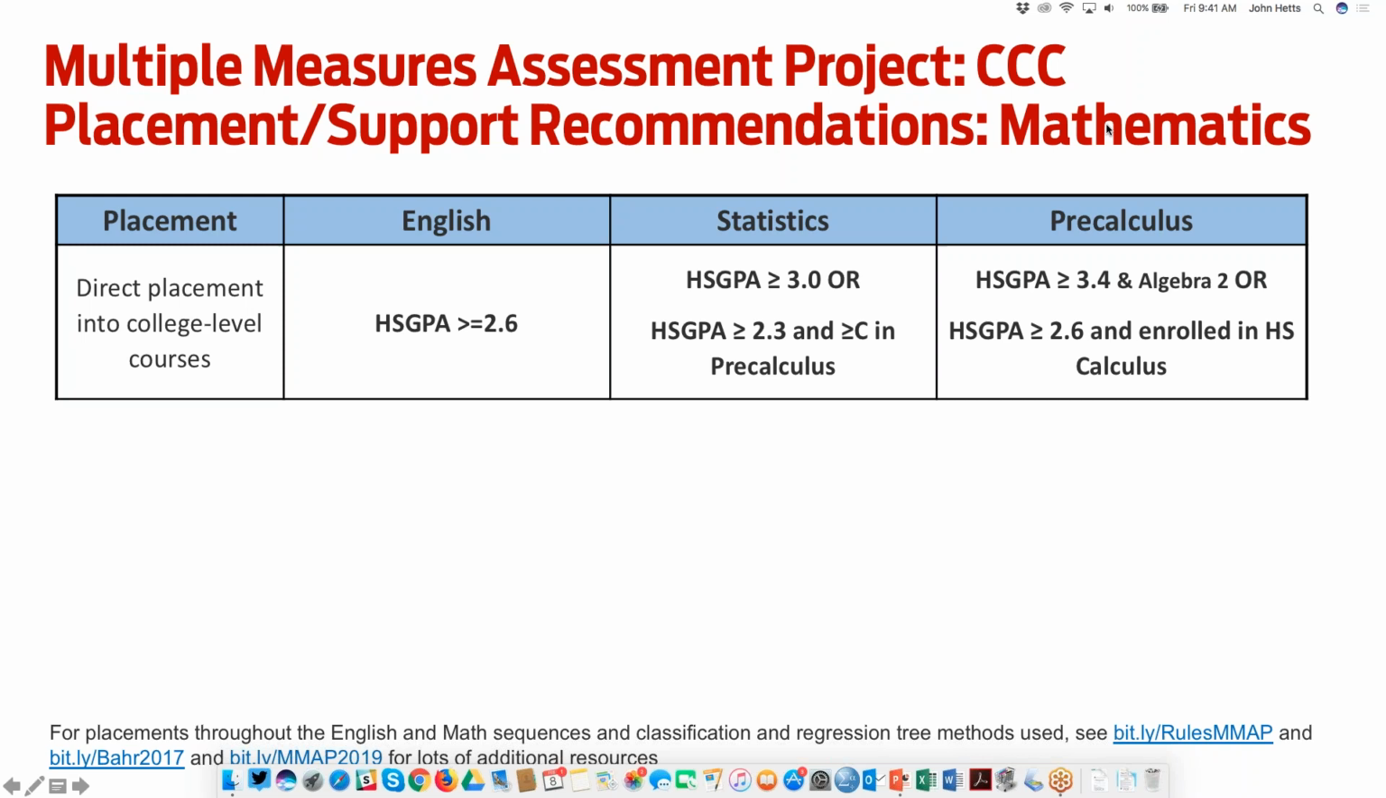For statistics, students with a high school GPA greater than 3.0 or a high school GPA greater than 2.3, and they made it to pre-calculus. So they're a very good student, or they're not quite as good a student, but they're a much better math student. And then for pre-calculus, a higher GPA, 3.4, and at least the completion of Algebra 2 in high school, or a lower GPA of 2.6, and they made it to calculus, though they may not have completed it.